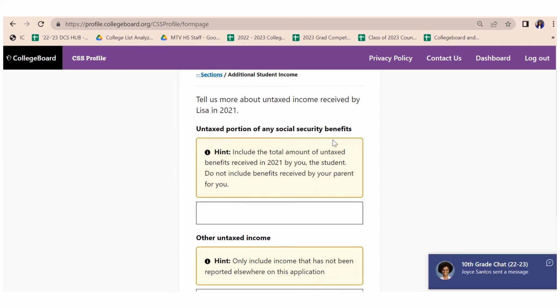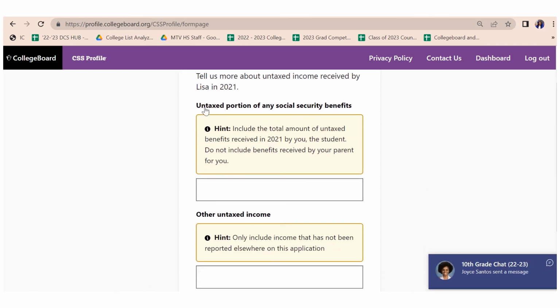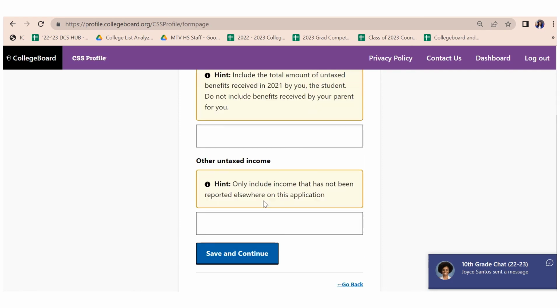Untaxed income received by the student. Again, none of these are required. Most of them would be 0 anyway, but we're going to click Save and Continue.